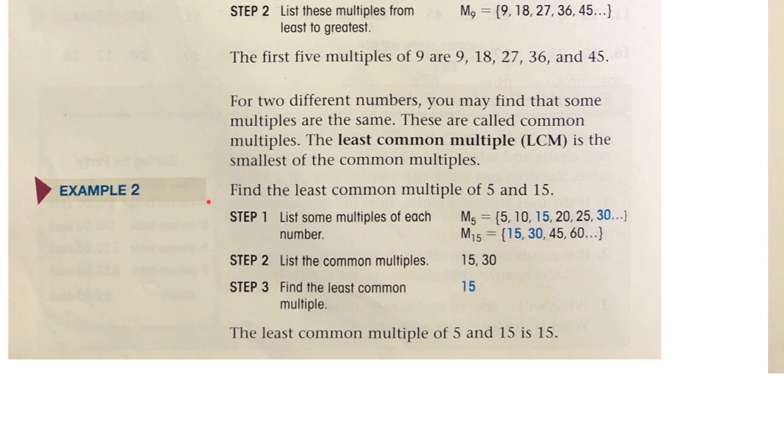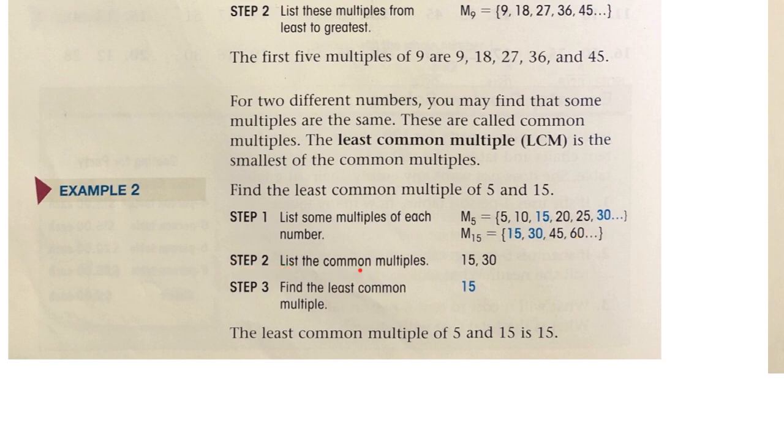So for this example, find the least common multiple of 5 and 15. Step 1. List some multiples of each number. So here it looks like it just did the first 6 multiples. 1 times 5, 2 times 5, 3 times 5, 4 times 5, 5 times 5, 6 times 5. And then the multiples of 15, 1 times 15, 2 times 15, 3 times 15, 4 times 15.